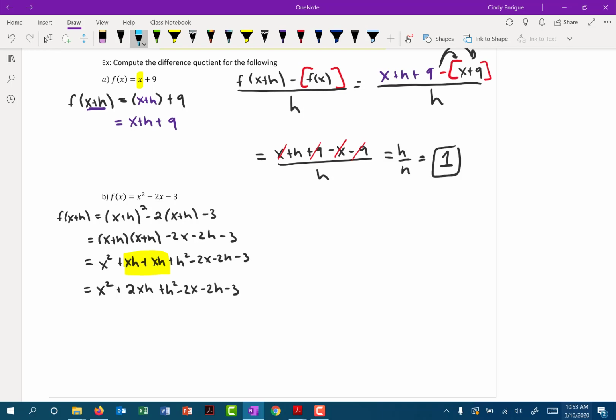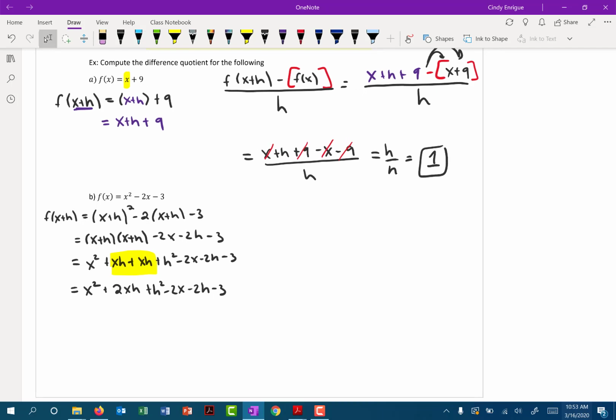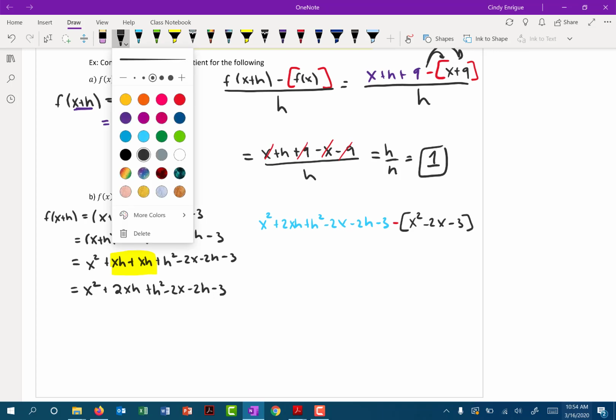So now when I rewrite this equation, I know I'm going to be following that general format. So now I have f of x plus h. I know exactly what that looks like. I have x squared plus 2xh plus h squared minus 2x minus 2h minus 3. And it's subtract all of my original function f of x, which is x squared minus 2x minus 3. And this is all being divided by h.